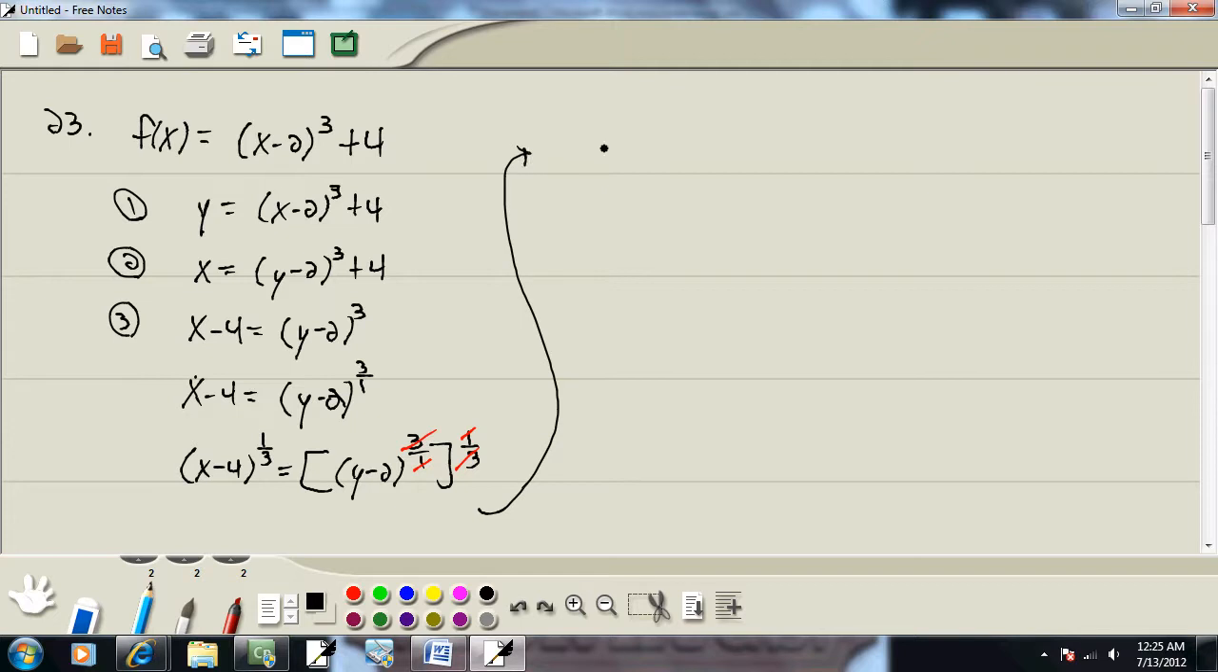Now x minus 4 to the 1/3 power, that's the cube root of x minus 4. Whatever your denominator is in your exponent there becomes your index. And then I got y minus 2. Take negative 2 over, it becomes a positive 2. So we got 2 plus cube root of x minus 4 is equal to y.